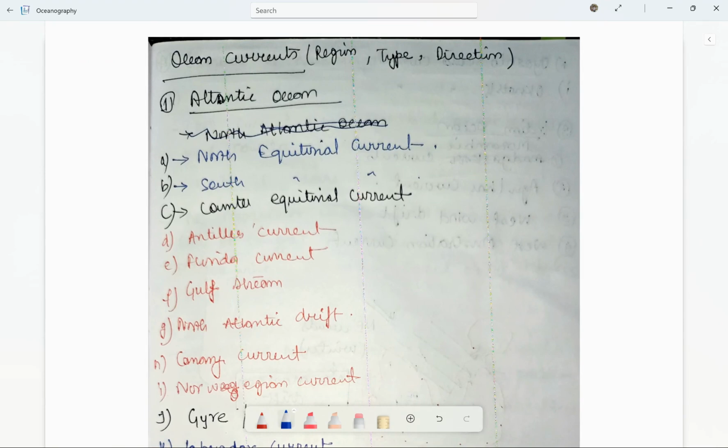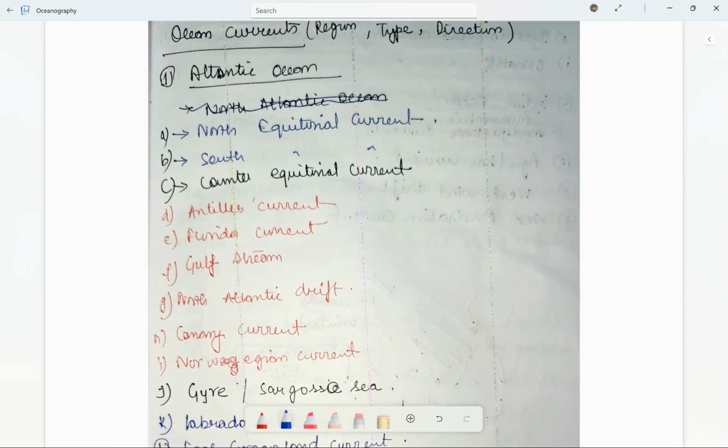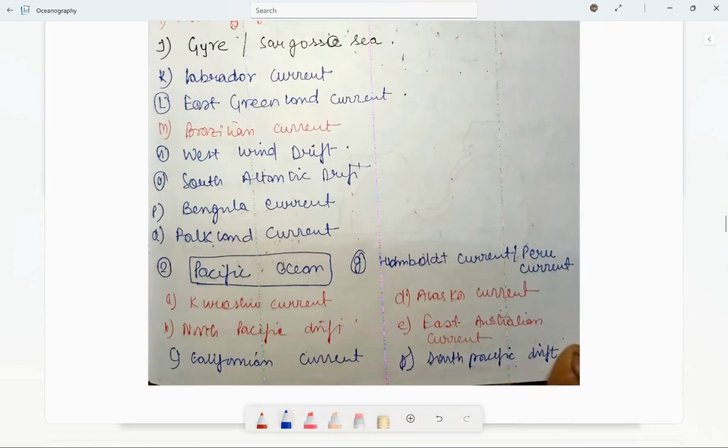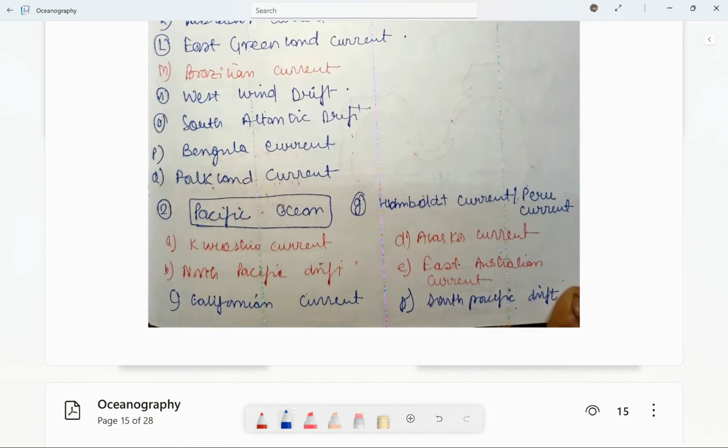फर्स्ट इज नॉर्थ इक्वेटोरियल करंट, साउथ इक्वेटोरियल करंट, काउंटर इक्वेटोरियल करंट्स, एंटिलेस करंट, फ्लोरिडा करंट, गल्फ स्ट्रीम, नॉर्थ अटलांटिक ड्रिफ्ट, कैनरी करंट, नॉर्वेजियन करंट, लैब्राडोर करंट, ईस्टर्न Greenland current, Brazilian current, west wind, South Atlantic, Peninsula, and Falkland.